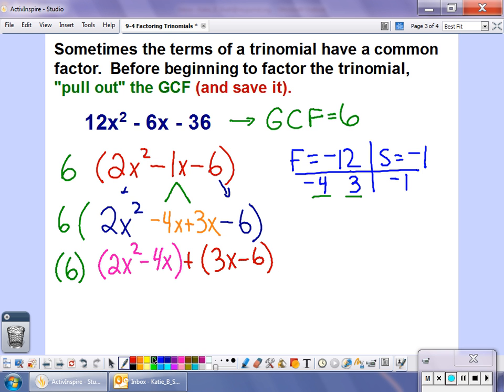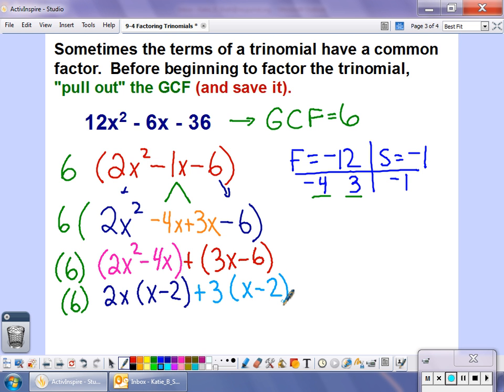And now it's time to finish factoring. This GCF stays put. In this first pair of numbers, I see that I have a GCF of 2x, which is going to leave me with x minus 2. In my second pair of numbers, I see that I have a GCF of 3, and that's going to leave me with x minus 2.